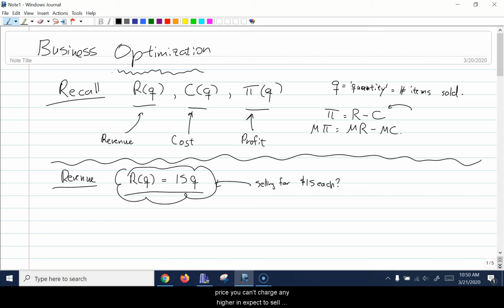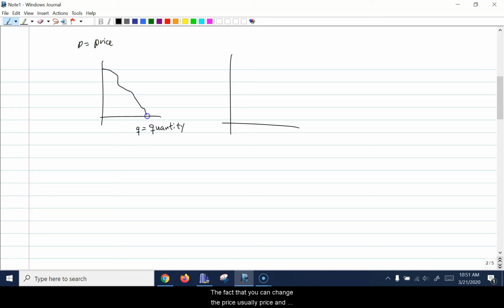If you're the only version of this item, or if you're special in some way, though, and you get to set your price, then the fact that you can change the price matters. Usually price and quantity are a little bit related. We didn't use a P for profit because P is going to be used for price. And they are usually related by something called a demand curve. If I'm not locking my price in at $15, if I'm thinking about changing the price, then I've got to ask myself, at different prices, how many am I going to be able to sell?